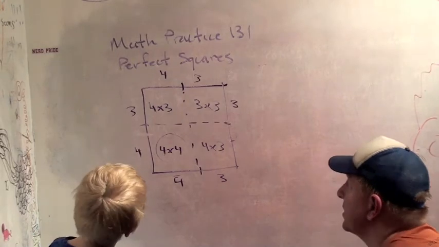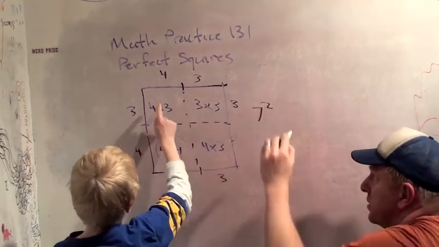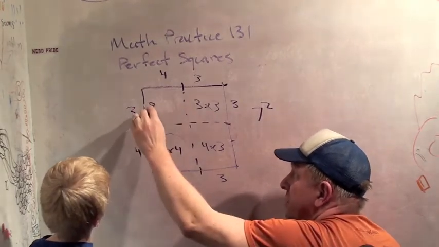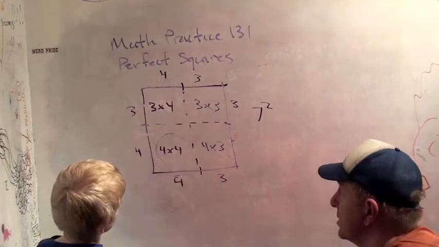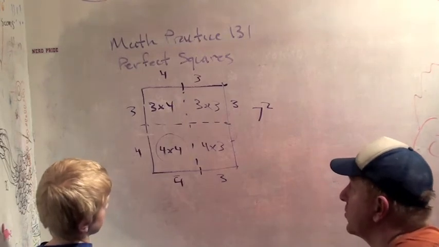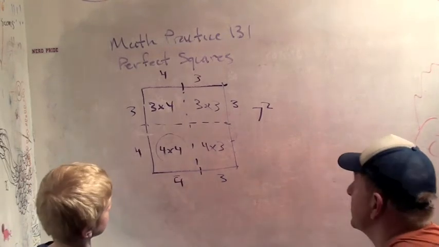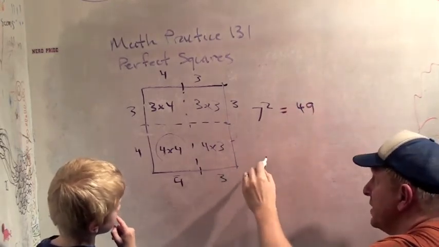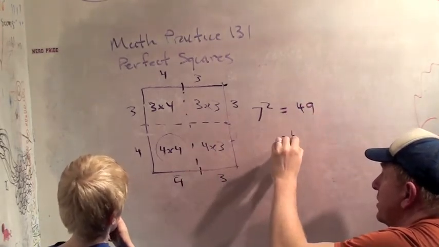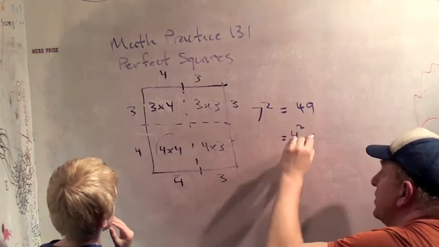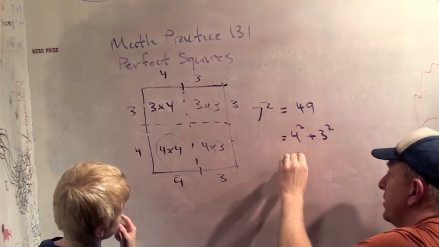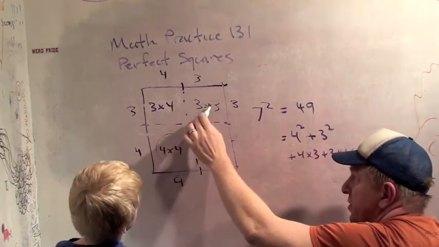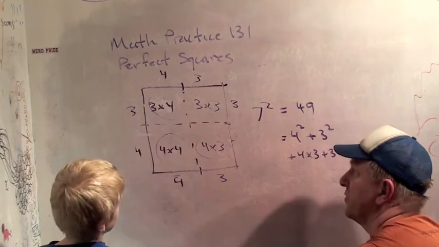And so we said 7. Actually, this was a 3 by 4. Okay, good catch. So we said 7 squared, because 4 plus 3 is 7, which is what? What's 7 squared? It's 49. This equals 4 squared plus 3 squared plus 4 times 3 plus 3 times 4, right?